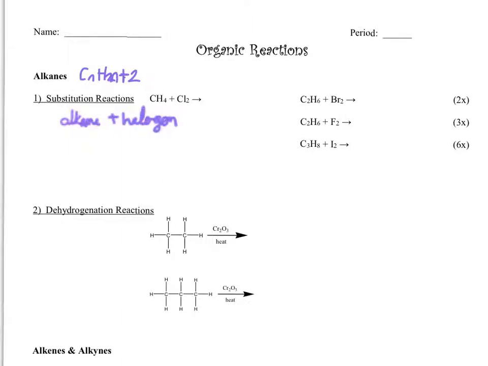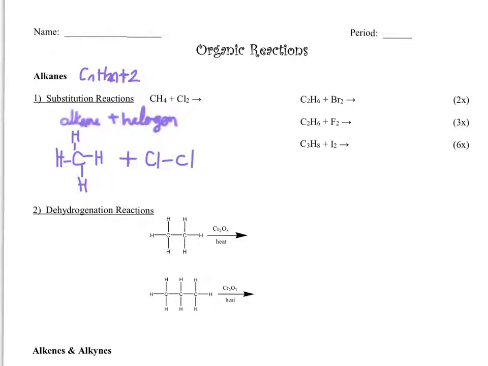What are halogens? Halogens are group 17. So those are chlorine, bromine, fluorine, and iodine. So any of those 4. So let's draw this methane so we can see what happens. Methane looks like this. It is the simplest organic molecule. Methane is natural gas. And we are reacting this with Cl2, which looks like this.